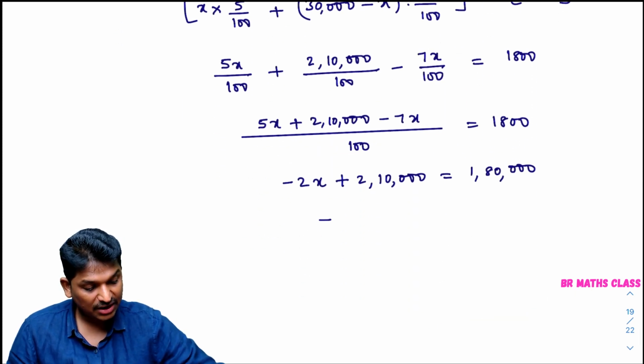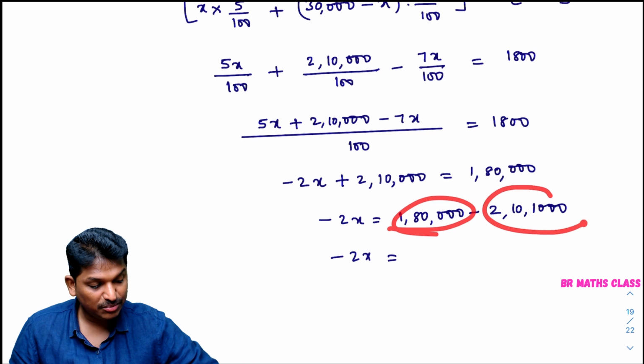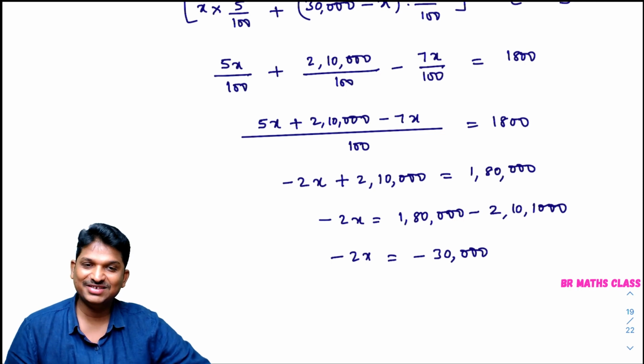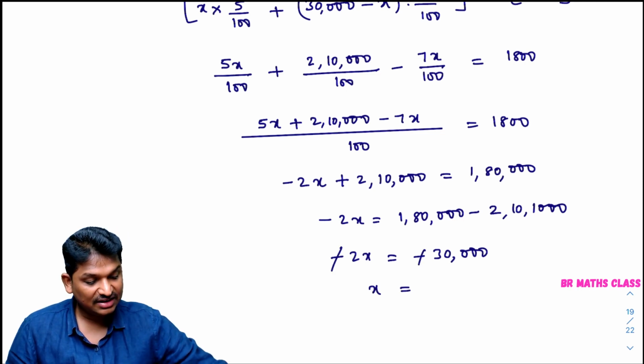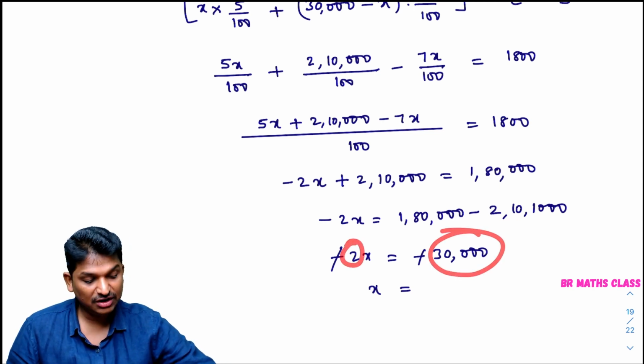Now you take this 2,10,000 to right hand side part, then what you will get, you will get minus 2x equal to 1,80,000 minus 2,10,000. Okay, so minus 2x equal to 1,80,000 minus 2,10,000 is what? It is minus 30,000. I hope you are understanding. Now this minus minus will get cancelled. What is x? 30,000 divided by 2. 30,000 divided by 2 is what?